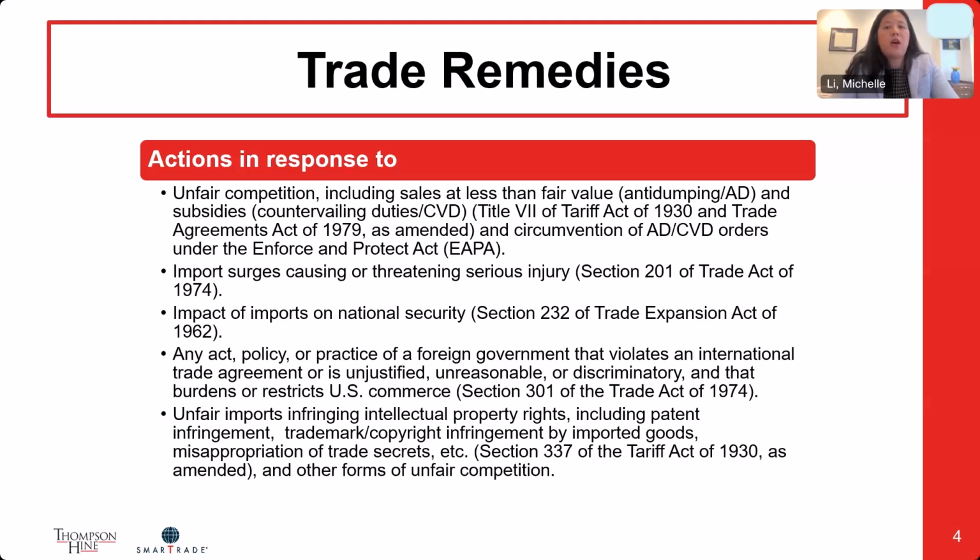Section 301 of the Trade Act of 1974 is about the act or policy or practice of a foreign government that violates an international trade agreement or is unjustified, unreasonable, or discriminatory. The notorious Section 301 tariffs that were aimed against the Chinese imports were one great example of it. At the end, Section 337 of the Tariff Act of 1930 comes in to curb the unfair imports, which infringe intellectual property rights and involve other forms of unfair competition.